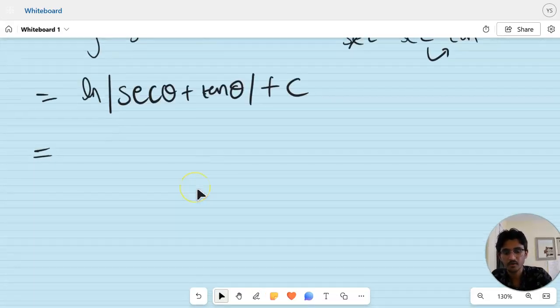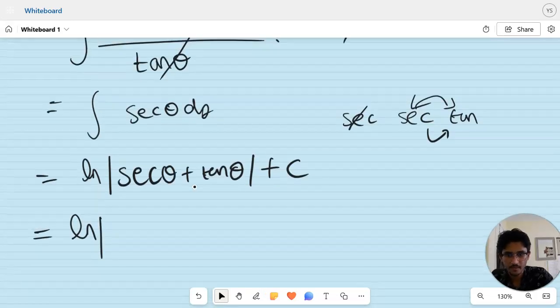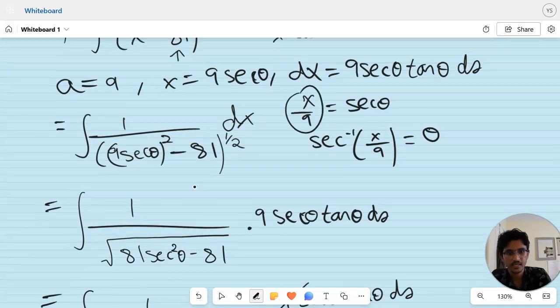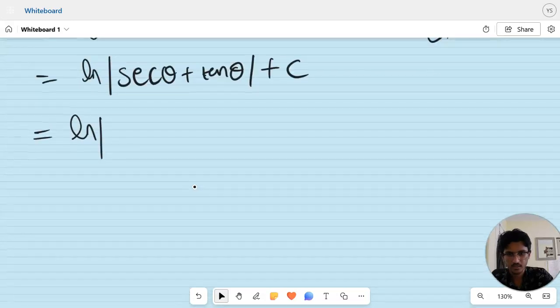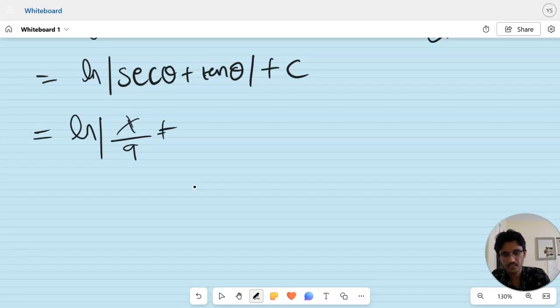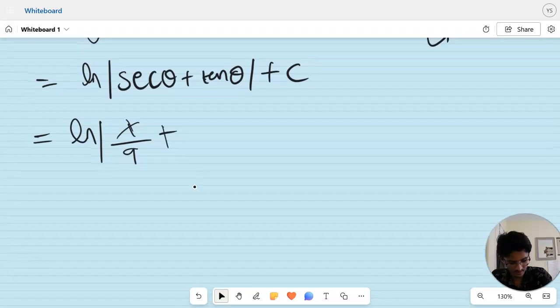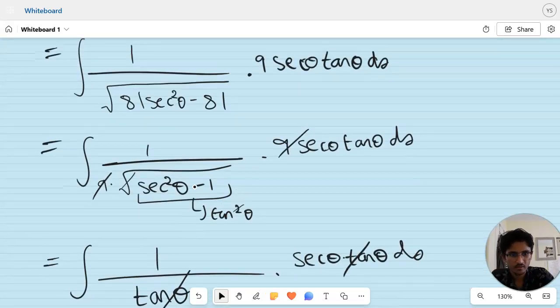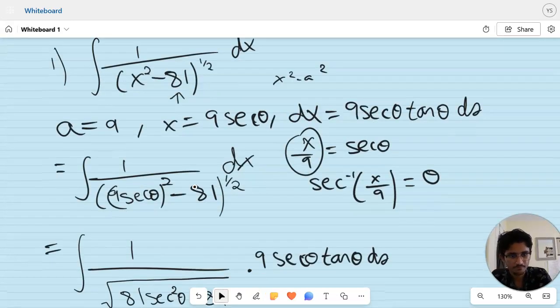So that is our integral. But remember, we have to solve it in terms of x. We found out that secant theta is x over 9, so secant theta in this case is just x over 9 plus tangent theta. For tangent theta, what we have to do is create the triangle, not the table. Triangle, my bad.